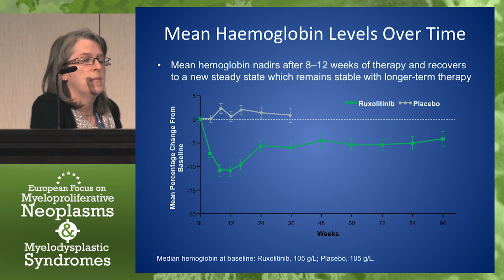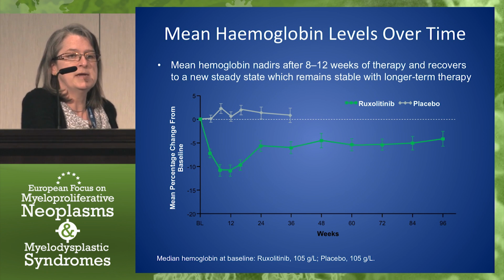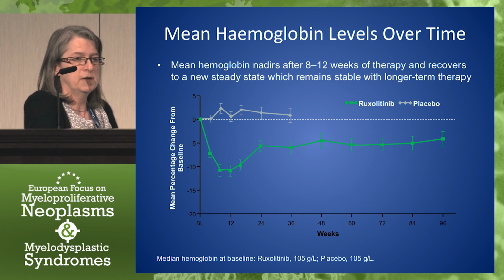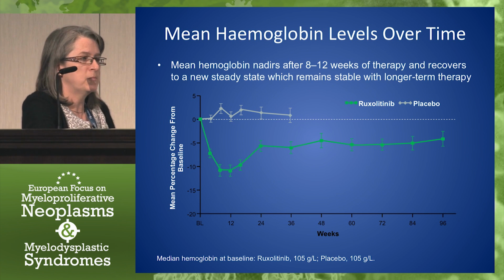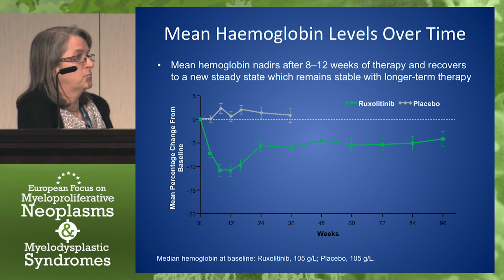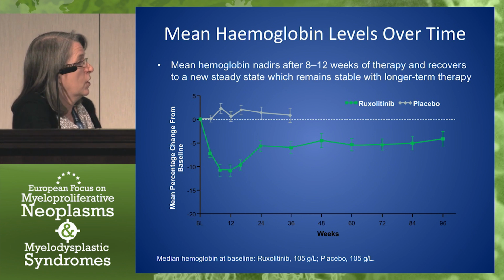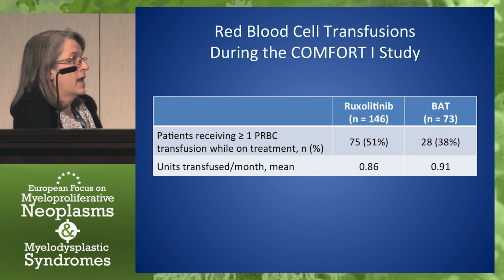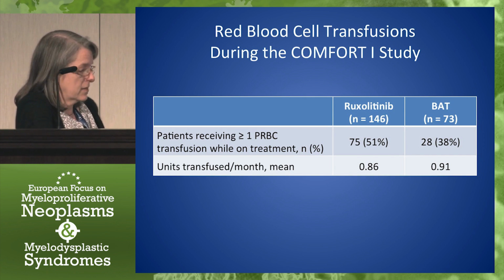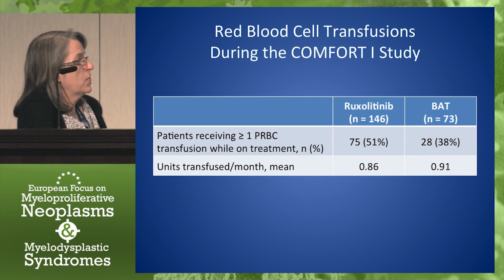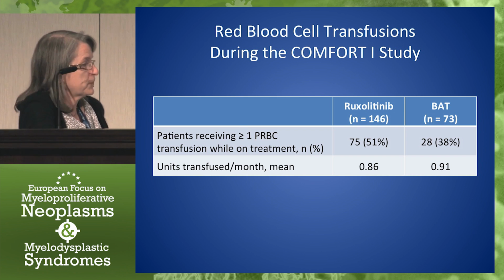and then it tends to come up a little bit and plateau off, but obviously not at baseline. So the management of anemia is a difficulty, and after all, these are patients with myelofibrosis, where anemia is often particularly the issue from a clinical point of view. So again, looking at this, still looking at Comfort 1, you can see, compared to best available therapy, more patients get transfused, but about the same amount of transfusion.